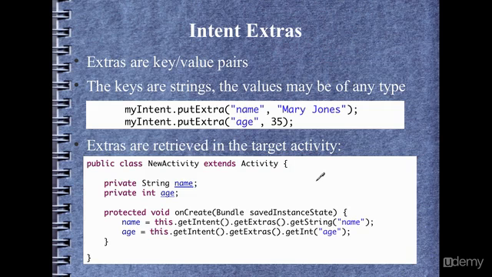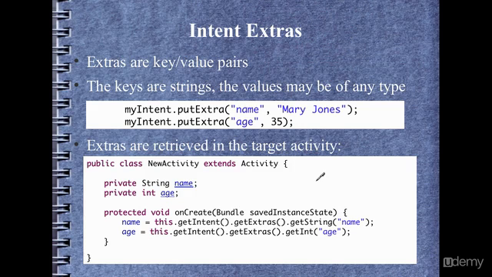So what about these intent extras? Well, these extras are key value pairs. Now, don't get all hung up on what a key value pair is. They have a key, which is a string, and they have a value, which can be of any type. So the keys are strings, the values can be of any type. We can put an extra into myIntent. We have an extra called name. We have an extra called age. The name extra will refer to it by the string NAME, or name. And then it is Mary Jones.